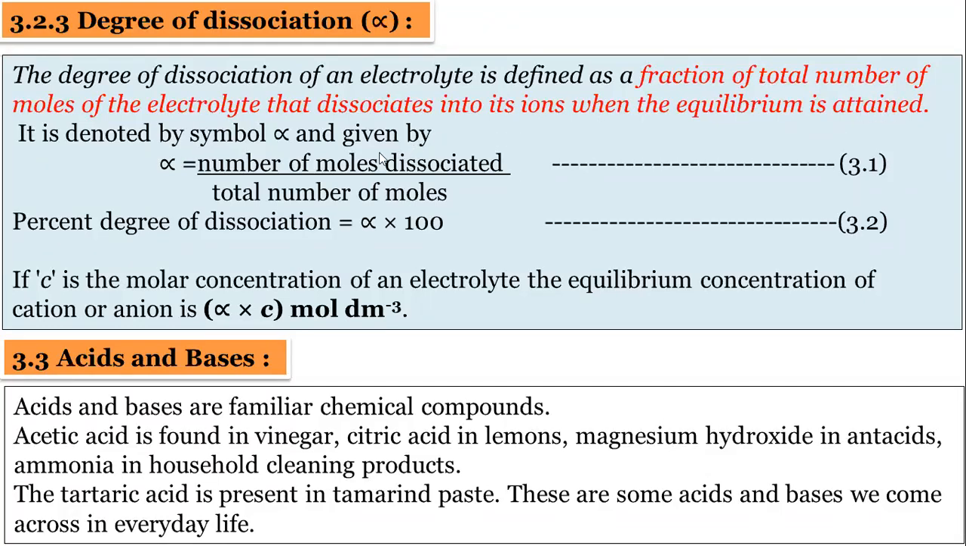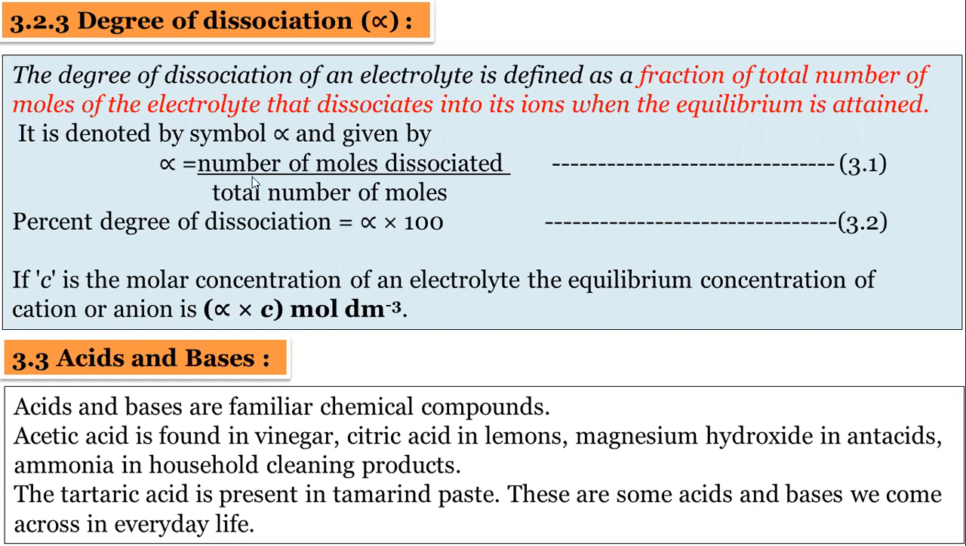Means only the fraction, only the very, very small fraction of the total number of moles. So the equation is given: total number of moles dissociated divided by total number of moles. It is called as alpha.